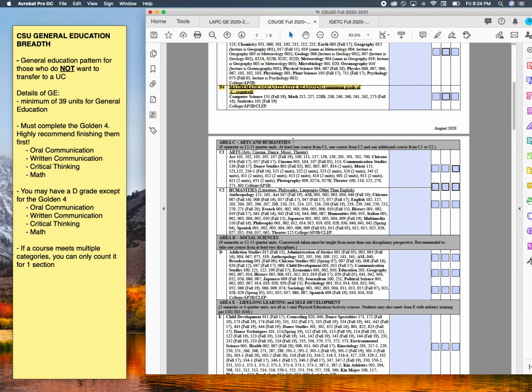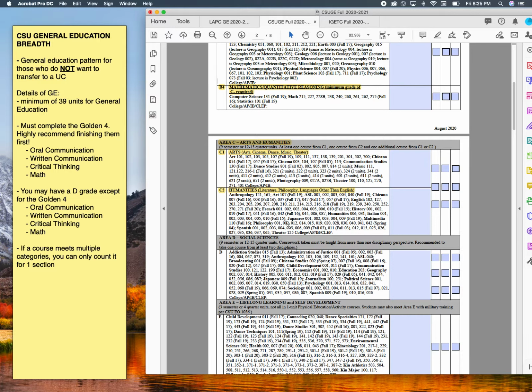This is the arts and humanities, and let's go ahead and read the little details of it. You have to have 9 semester units, okay? At least one course has to be from the C1, so that's art. So one course has to be from here, and one course from C2, so that's the humanities. One course has to be from here. Perfect. And then it looks like here you have to have one additional course from C1 or C2.